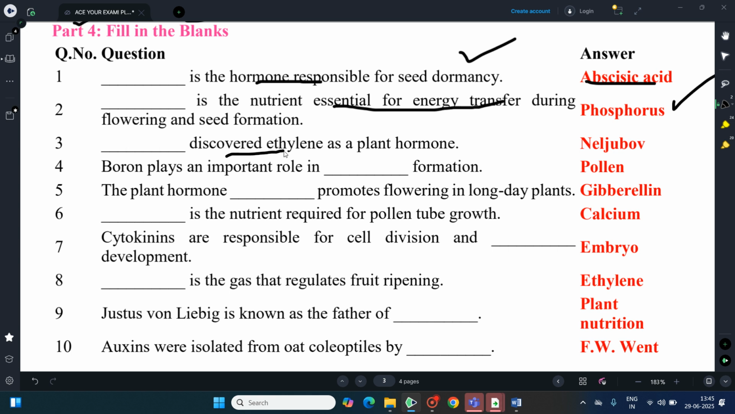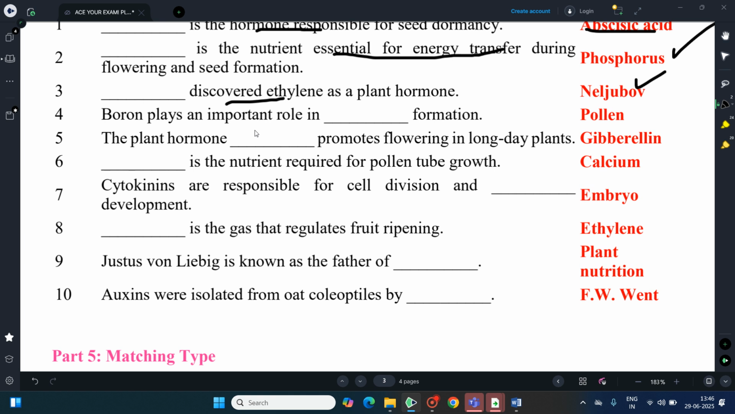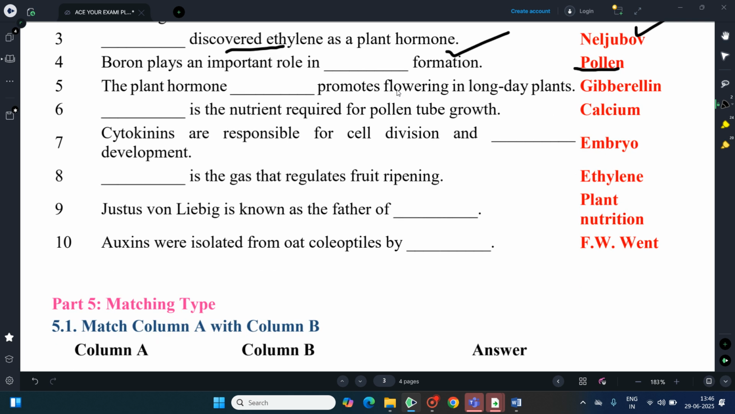Who discovered ethylene as a plant hormone? Neljubov. That is the correct answer. Boron plays an important role in pollen formation. Correct answer.